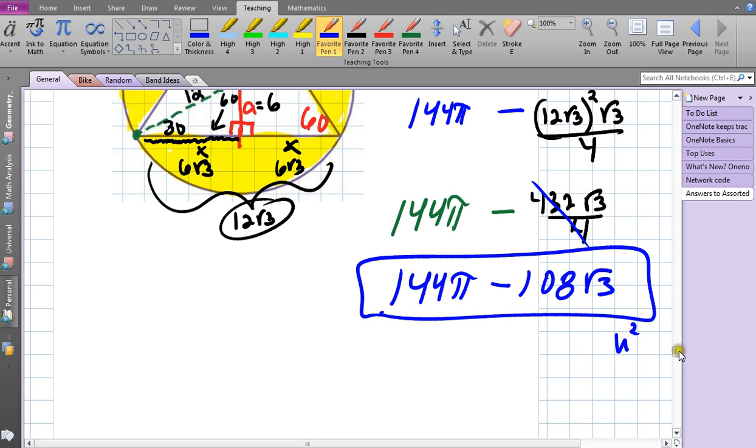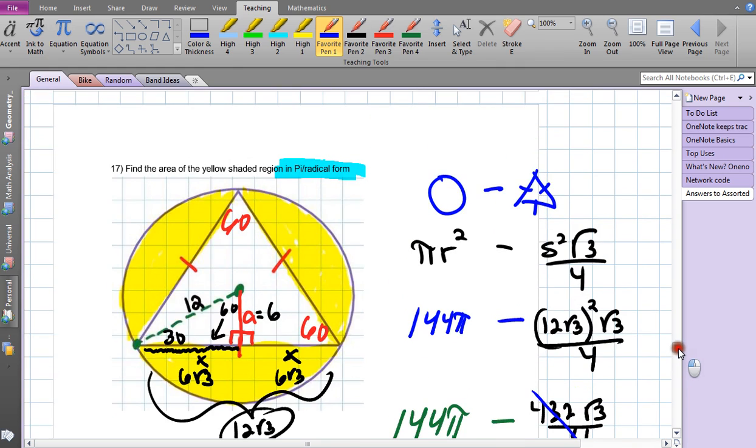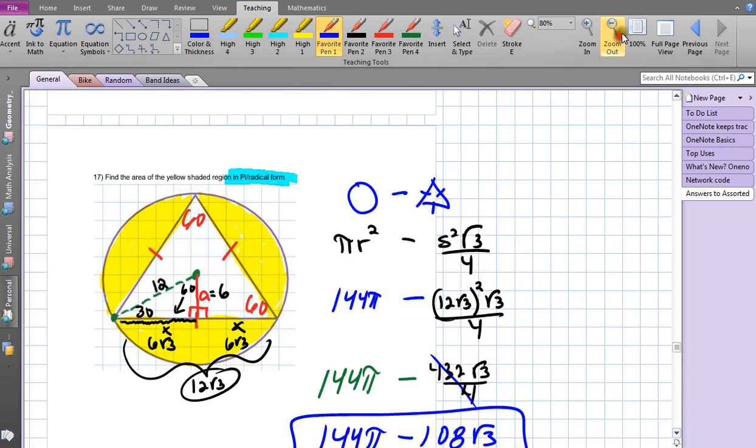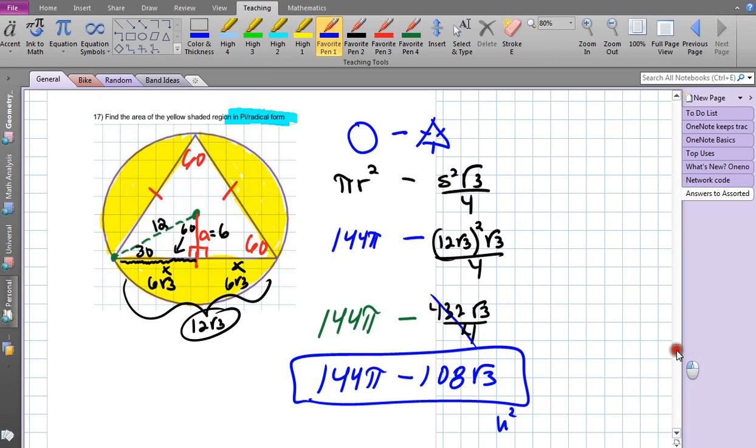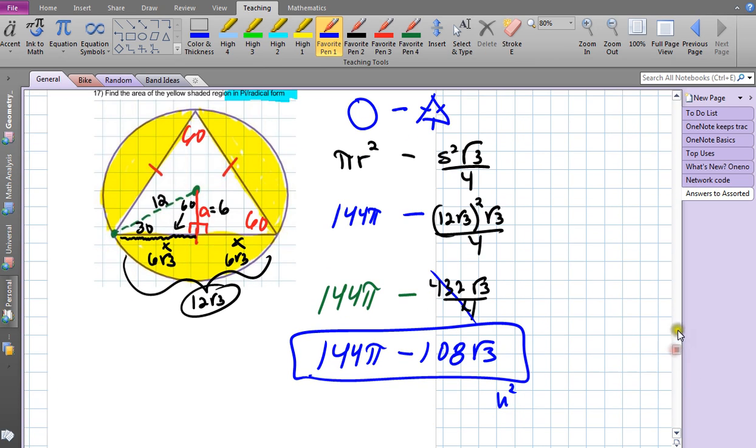Very sophisticated answer. Don't be uncomfortable when we see answers like that. It's going to be very common as you get a little more sophisticated in your little math careers here. That is a very acceptable answer in pi radical form. It actually takes longer to put in a decimal form if you think about it. We've got to start breaking our calculator out and punching numbers in, and it's just not as considered as beautiful as something as simple as 144 pi minus 108 radical 3.